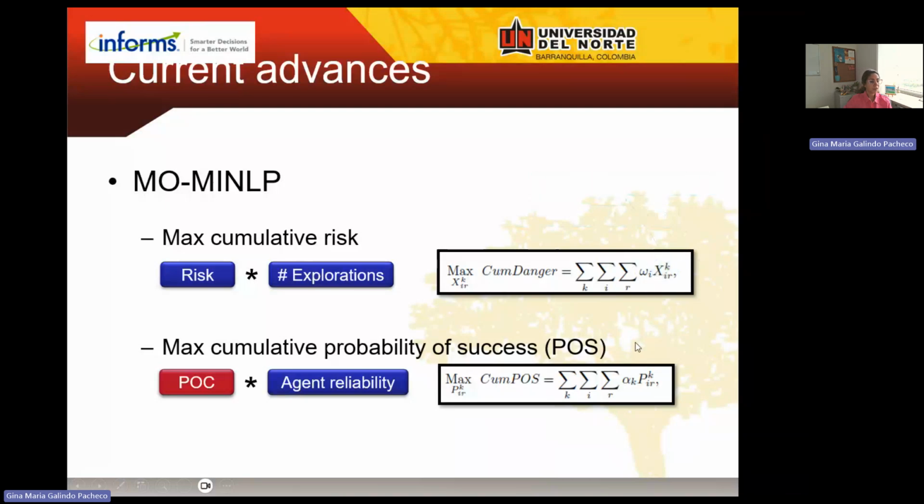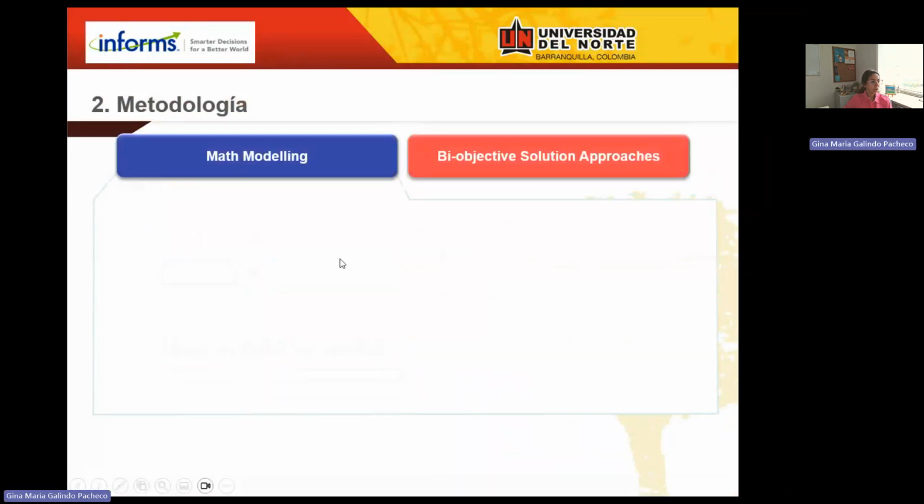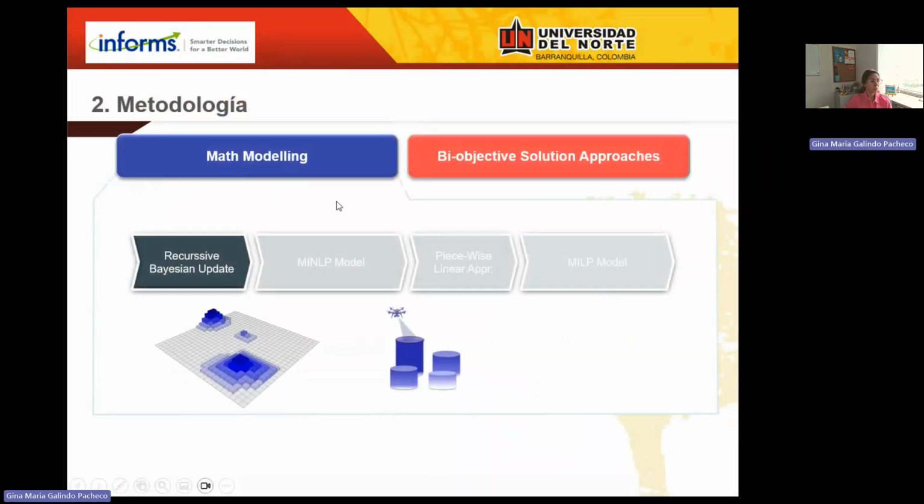On the other hand, we have this second objective where we consider the probability of successfully finding the person. Here we consider the reliability of the agent because we assume that the agents are not perfect. So there is a reliability of agent. And also we consider the probability that the person is actually in the cell where the agent is scanning. So in this objective, we want to look first into the cells where it is more likely to find the person. So we have a mathematical model with those two objectives.